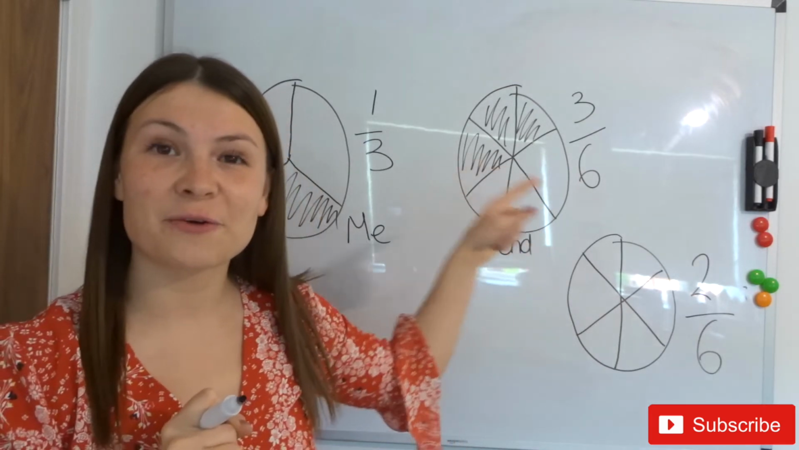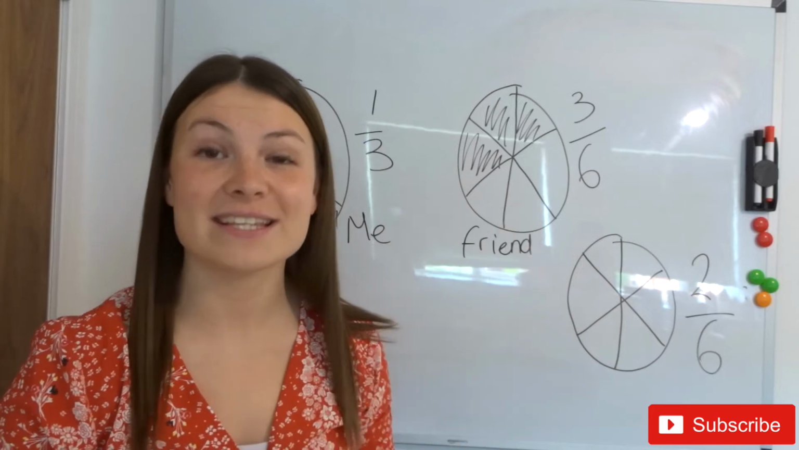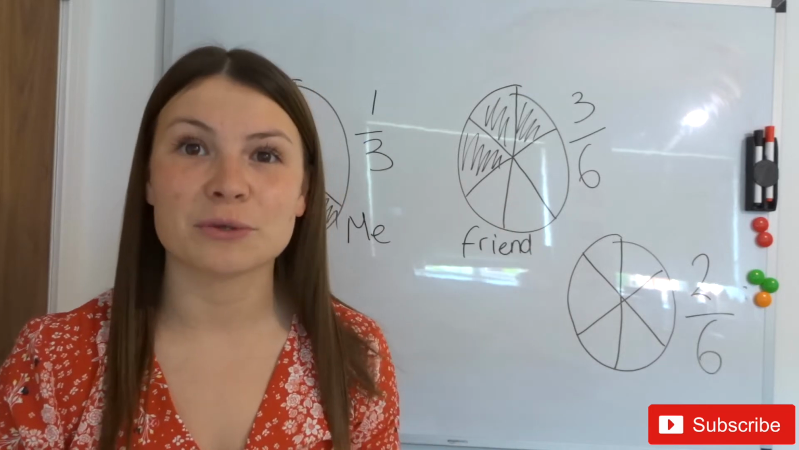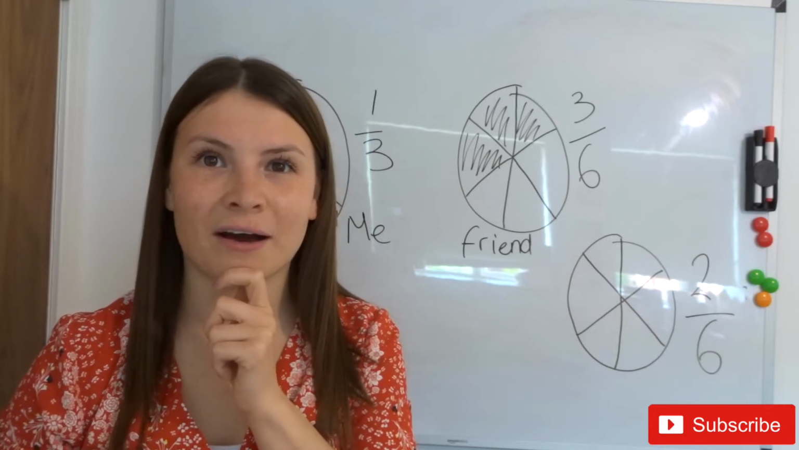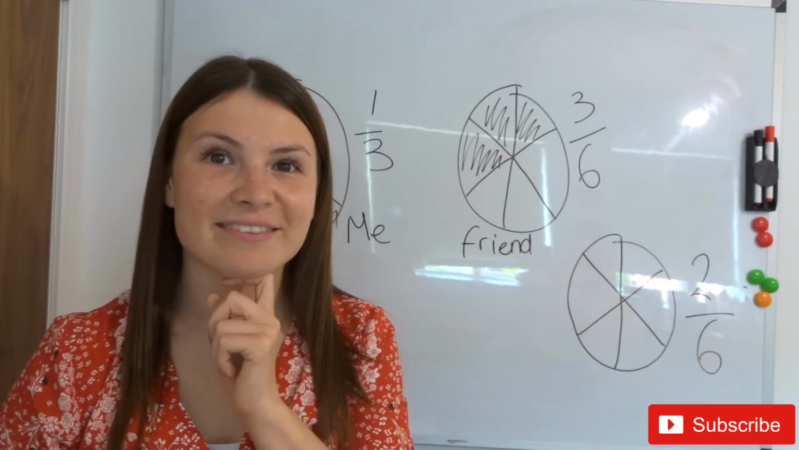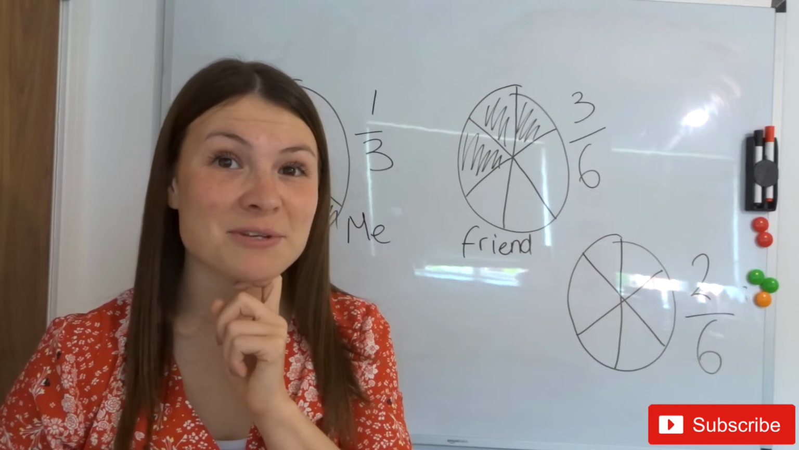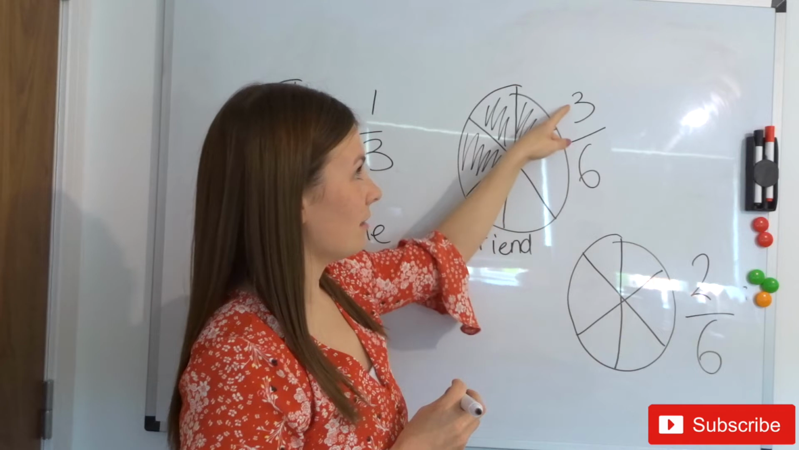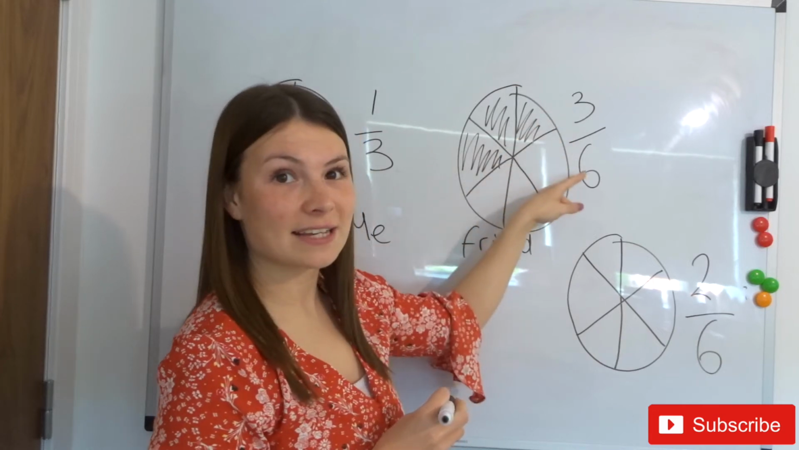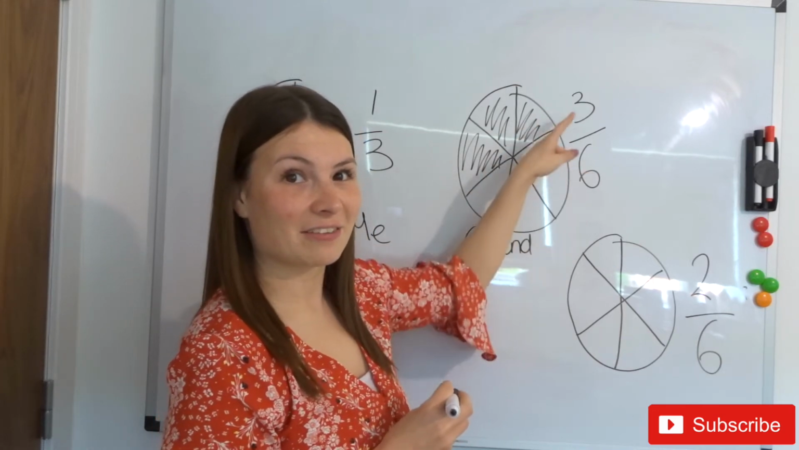Good, that one is equivalent to a half. So 3/6 is equal to a half. How else might you have spotted that that was the same as a half? Brownie points if you spotted this. So this is the same as a half. 3 is half of 6, isn't it? 3 is half of 6.